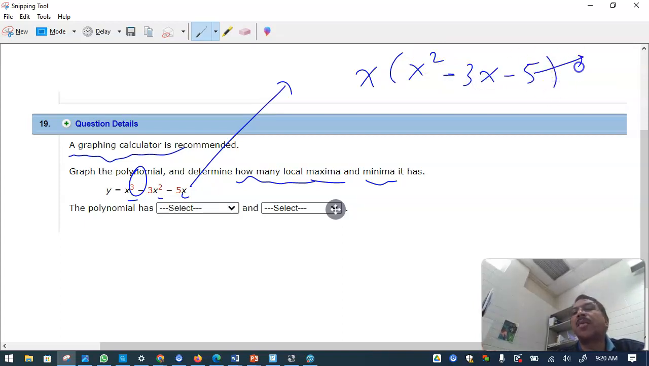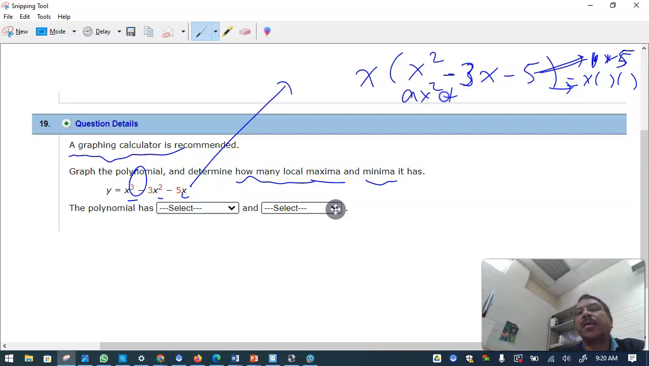Now you can see you can't break this. You can't write it directly as two factors. You can check: 1 times 5 is 5, and if you subtract 1 and 5 you get 4, but there is a 3, so this does not help. So what you do is use the quadratic formula to figure it out. One of the zeros here will be x is 0, but then you have to write down what are the other two factors.